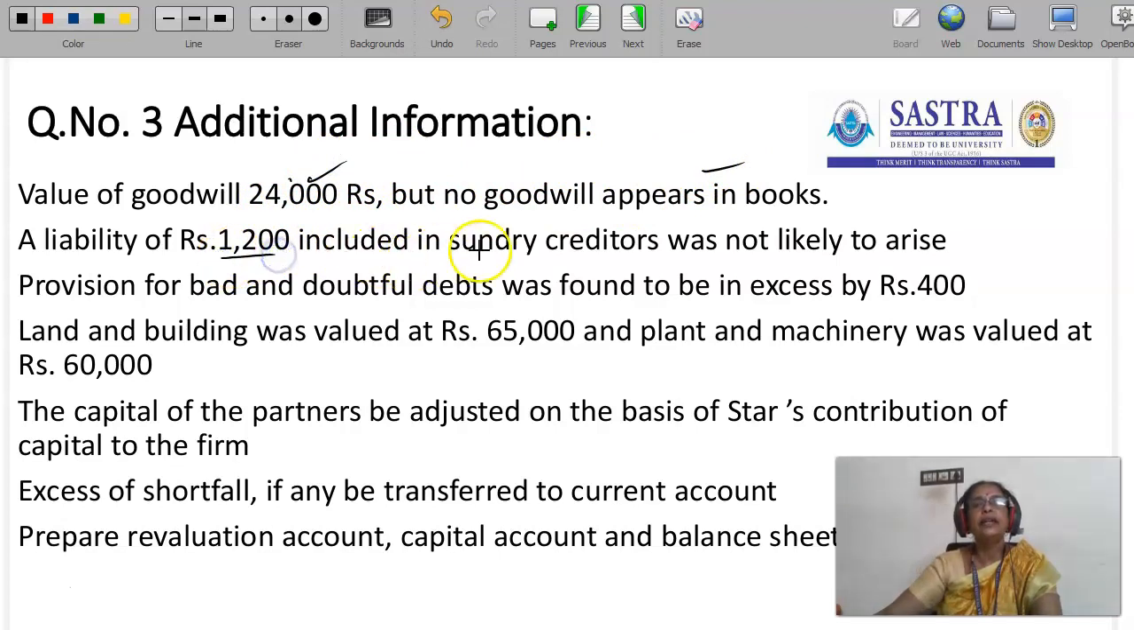Liability of 1,200 included in sundry creditors was not likely to arise. Provision for bad and doubtful debts was found to be in excess by 400 rupees. Land and building was valued at rupees 65,000 and plant and machinery was valued at rupees 60,000. Capital of the partners be adjusted on the basis of Star's contribution of the capital to the firm. Excess or shortfall, if any, be transferred to current account. Prepare revaluation account, capital account and balance sheet of the new firm.